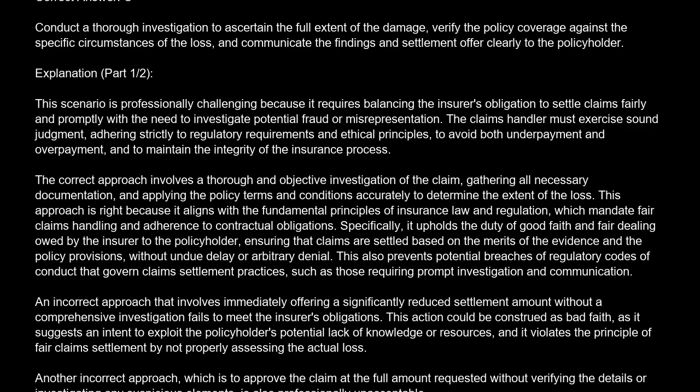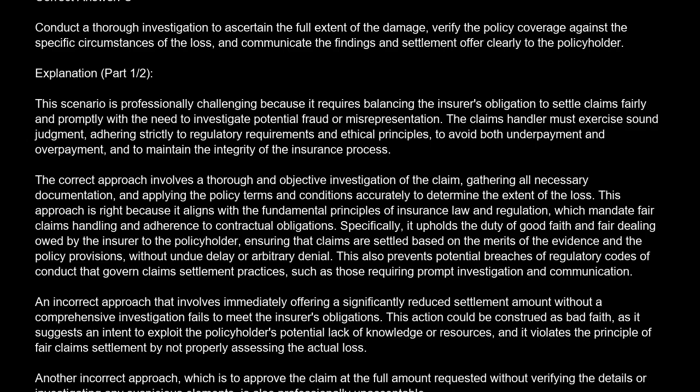The claims handler must exercise sound judgment, adhering strictly to regulatory requirements and ethical principles, to avoid both underpayment and overpayment, and to maintain the integrity of the insurance process. The correct approach involves a thorough and objective investigation of the claim, gathering all necessary documentation, and applying the policy terms and conditions accurately to determine the extent of the loss.